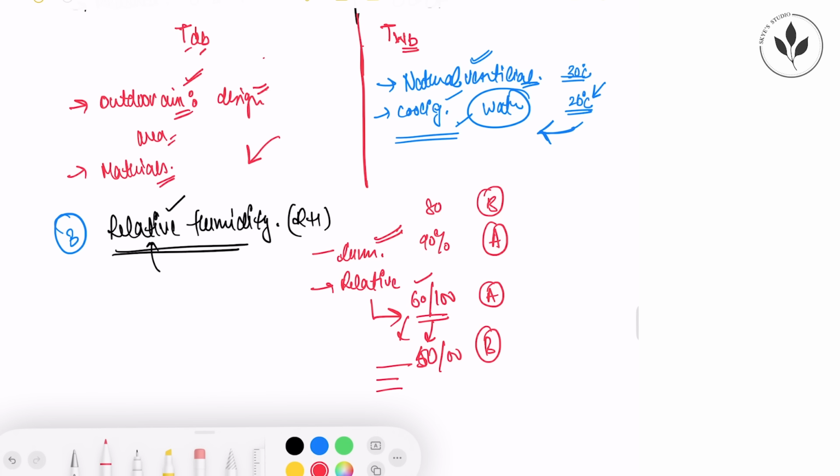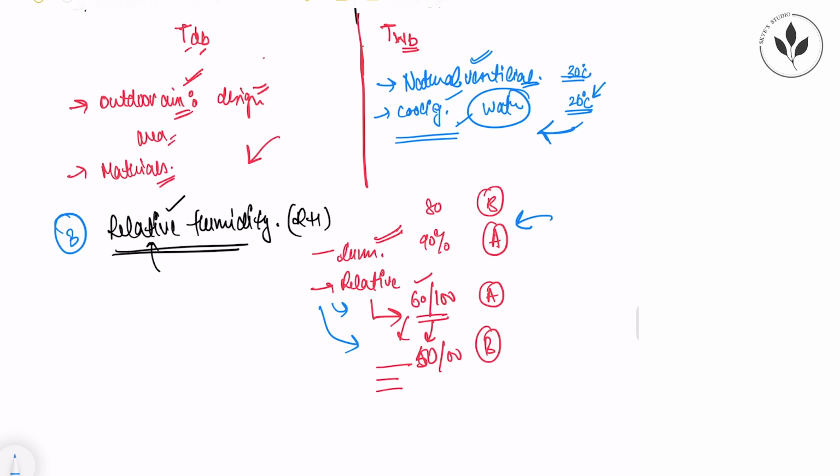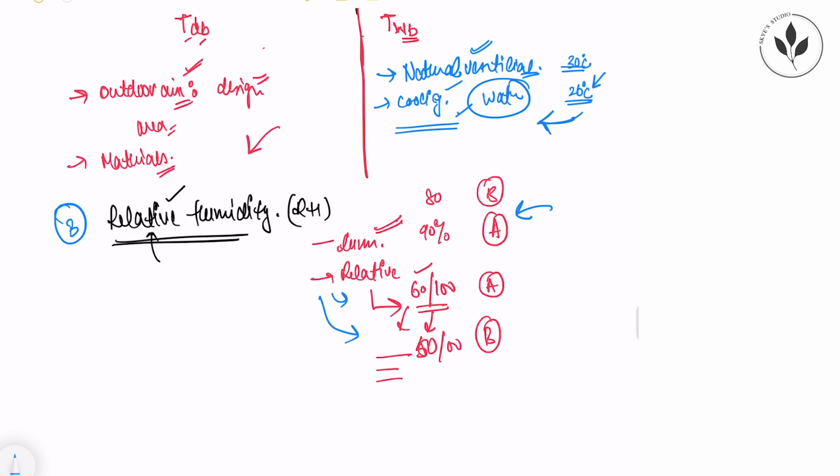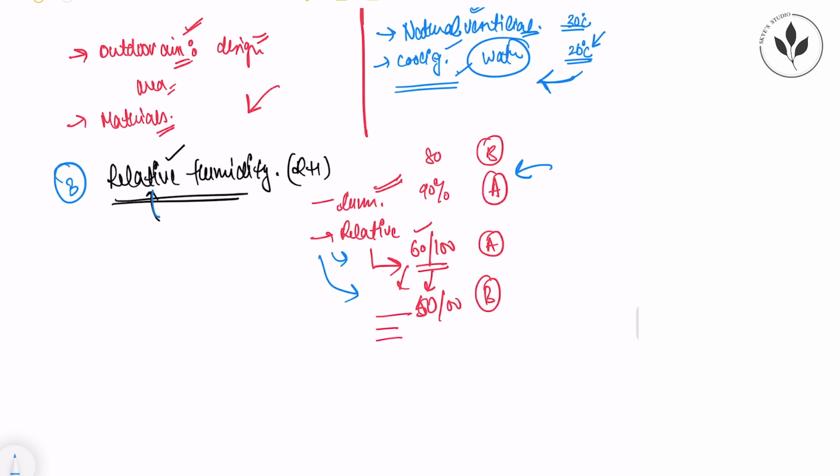So this system in education is known as relative, in which there is a comparison, and cumulative is the exact grading on the basis of your score. So relative humidity here is also something which we get in percentage by comparing it with the maximum amount of water vapor air can hold.